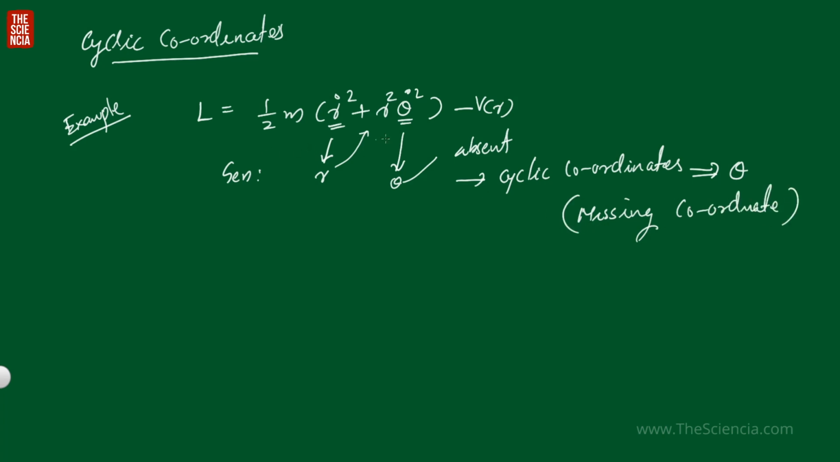See, check the Lagrangian. There is no theta term, but there is a velocity, theta dot. The velocity corresponding to that theta is there, but that coordinate is not there. So such coordinates are called cyclic coordinates. Now another example.